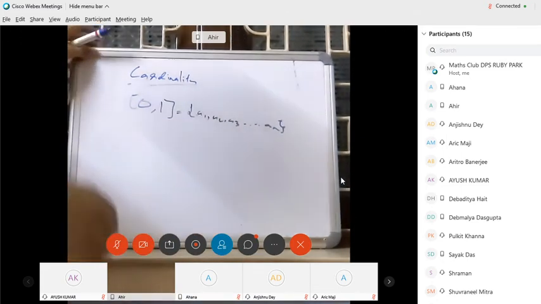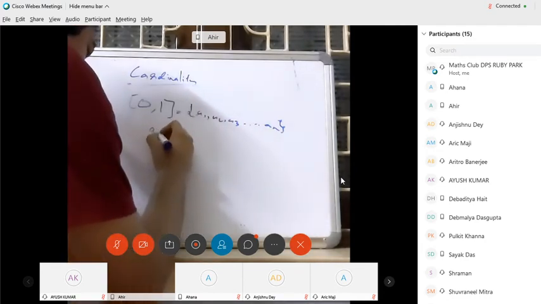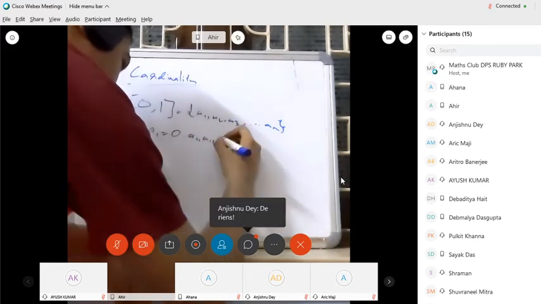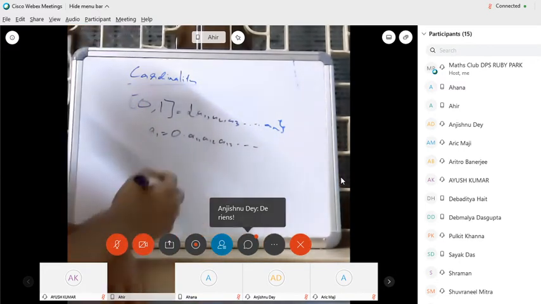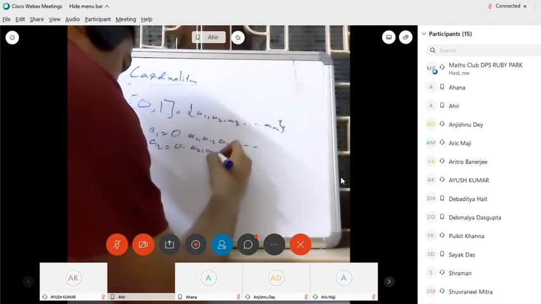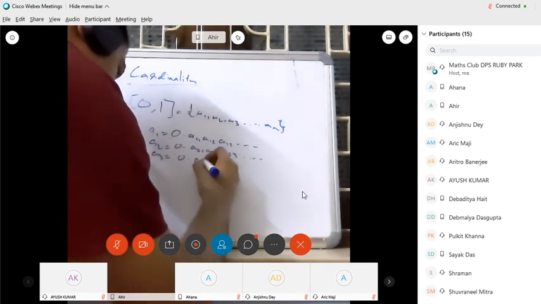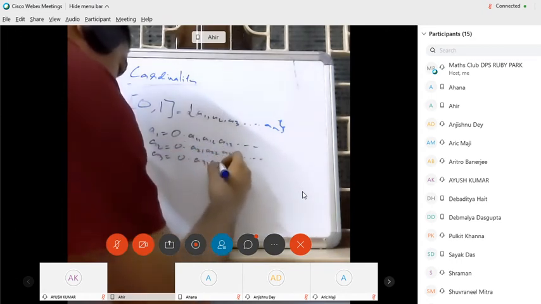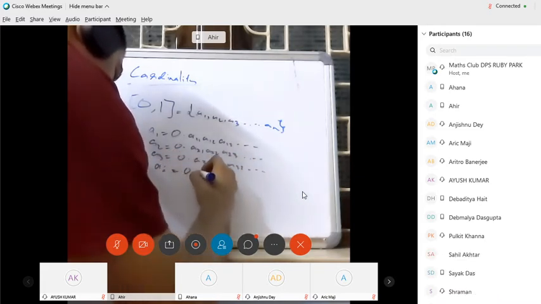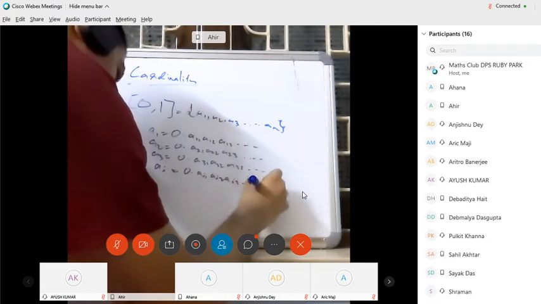So we take A1, A2, A3 up to AN, and we write all of them in binary form. Suppose A1 is equal to 0.A11, A12, A13 and so on. A2 is equal to 0.A21, A22, A23 and so on. A3 is equal to 0.A31, A32, A33 and so on, and AI is equal to 0.AI1, AI2, AI3 and so on.